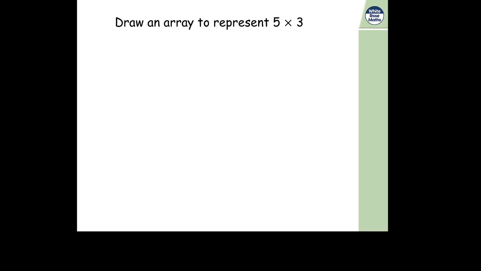Okay, so this is where you are going to need your piece of paper, because we're going to draw an array to represent 5 times 3, or 5 groups of 3. Okay, so I want you to have a go first. See if you can do it. Make it or draw it.